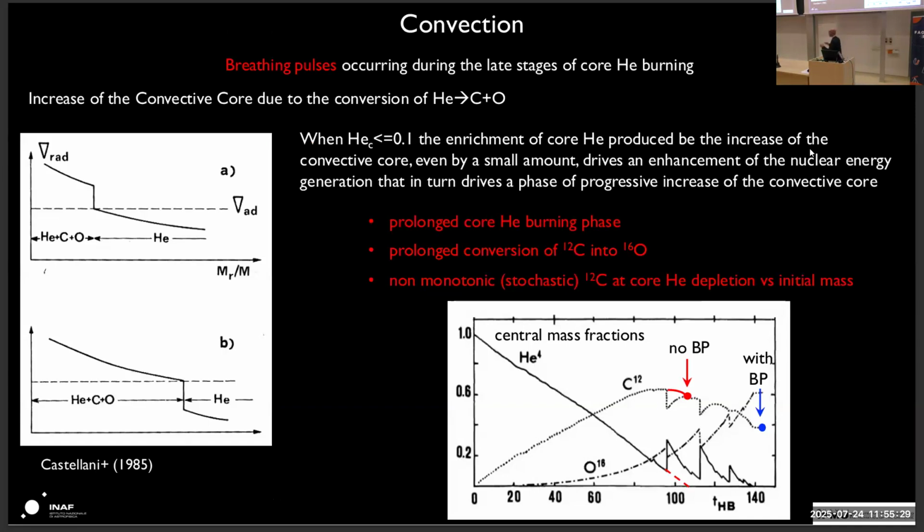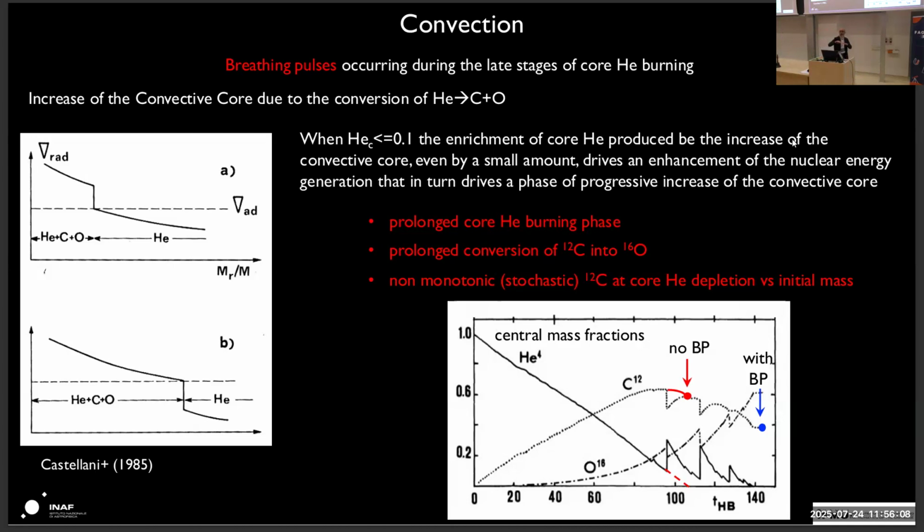So in the context of convection, for example, one main issue is the treatment of the so-called breathing pulses. This phenomenon occurs during the core helium burning. And this is due to the fact that during helium burning, the convective core increases in size because of the increase of the opacity due to the conversion of helium into carbon and oxygen. So at the end of the helium burning, the helium that is ingested in the core becomes comparable with the helium that is present in the core itself.